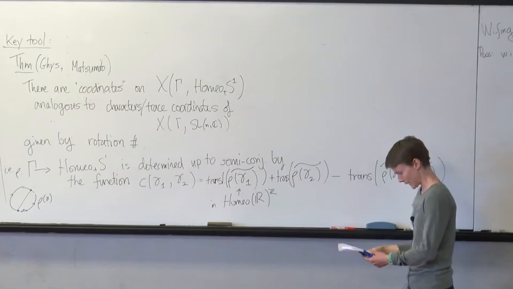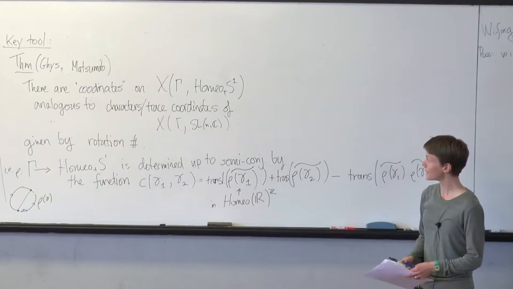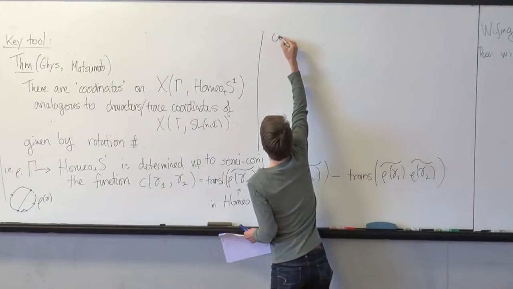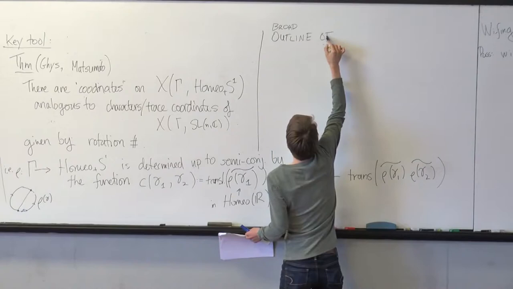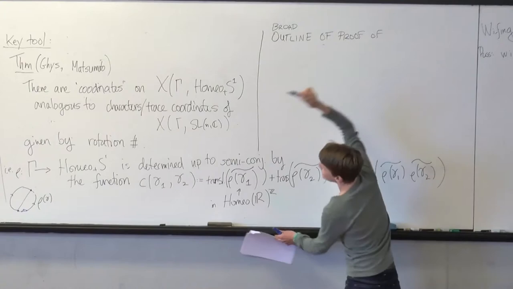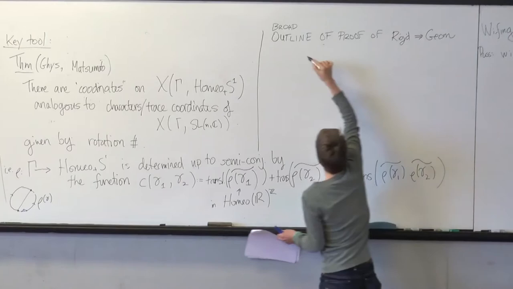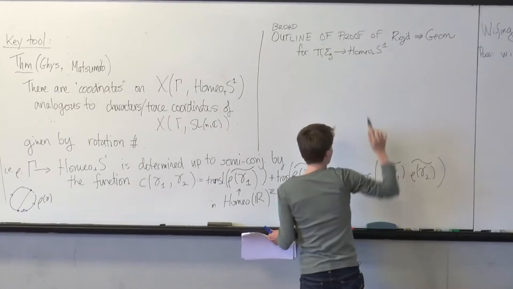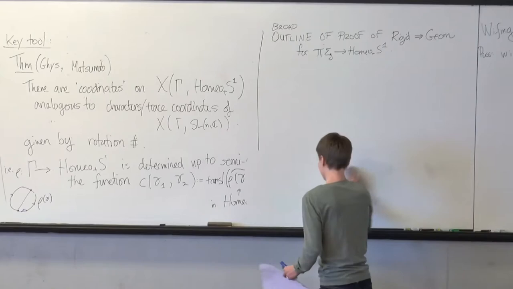So let me give you the two-step outline of what we do, and maybe a cartoon of one of the steps, and then leave it to Maxime tomorrow to go into more detail. So here's an outline, a very broad outline, of the proof of rigid implies geometric for surface group actions.